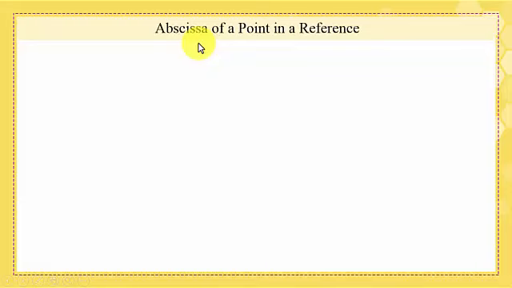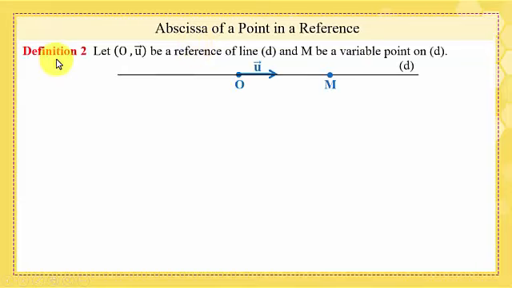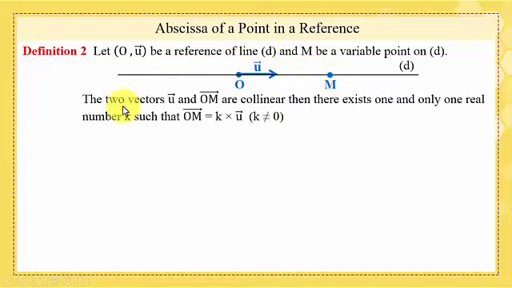Abscissa of a point in a reference. Definition 2. Let (O, U) be a reference of line D. Let M be a variable point on D. The two vectors U and OM are collinear. As you see here, U and OM are collinear, so there exists one and only one non-zero real number k such that OM equals kU. This is agreed upon.